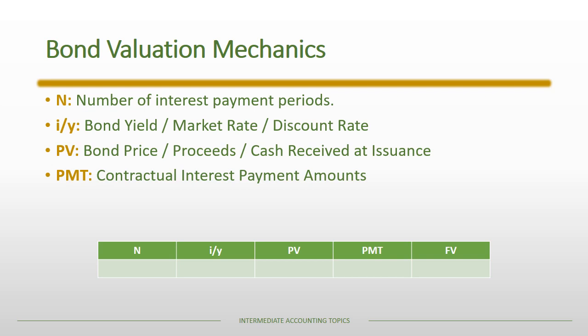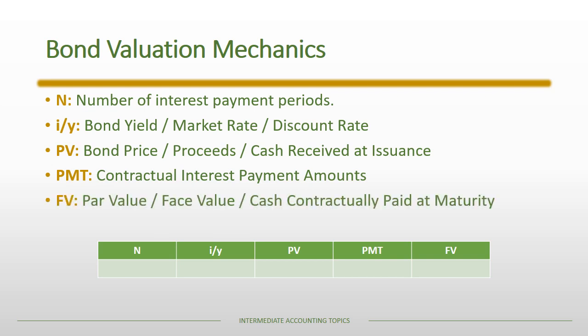The payment is the contractual interest payment amount. That's the contractual agreement on how much interest is going to be paid on a periodic basis. And then finally, the FV is the par value, the face value, or the cash that's contractually paid at maturity. That's that lump sum par value payment at the very end.